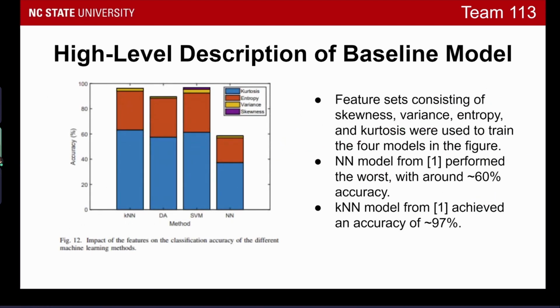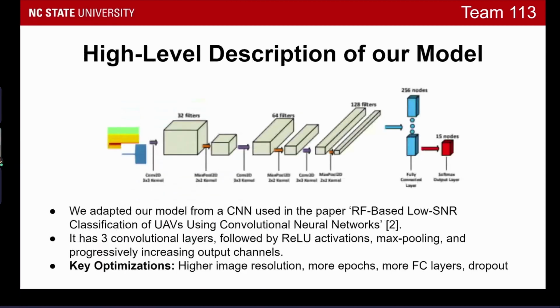In the baseline paper, significant features of the waveforms, those features being skewness, variance, entropy, and kurtosis, were fed to several machine learning algorithms for classification. You can see the performance of those 4 algorithms on the left. The neural network algorithm used in the paper performed the worst with an accuracy of 60%, compared to the KNN algorithm, which had an accuracy of 97%. The authors of the paper hypothesized this poor performance was because they failed to optimize hyperparameters of the neural network properly. And so our project aimed to improve the performance of the neural network by properly tuning those hyperparameters.